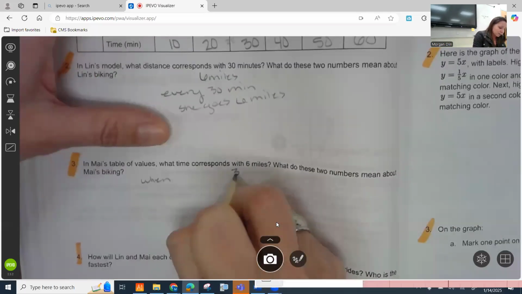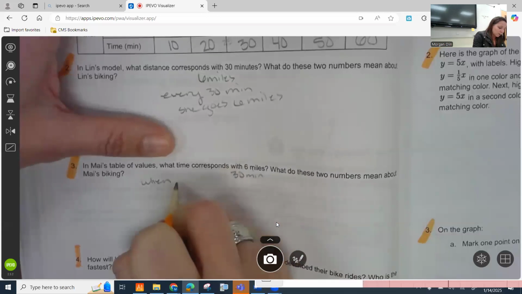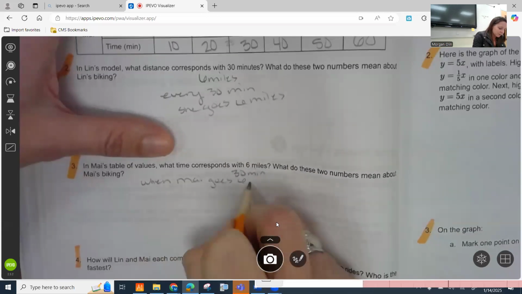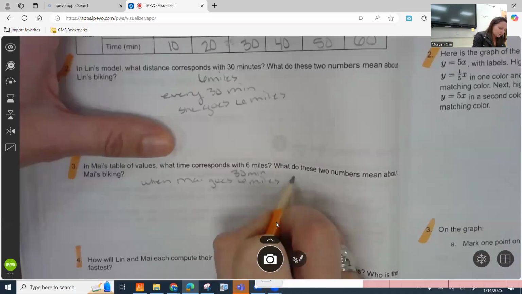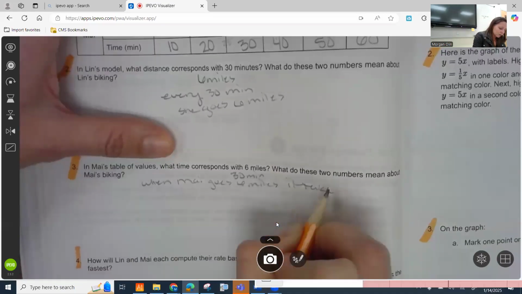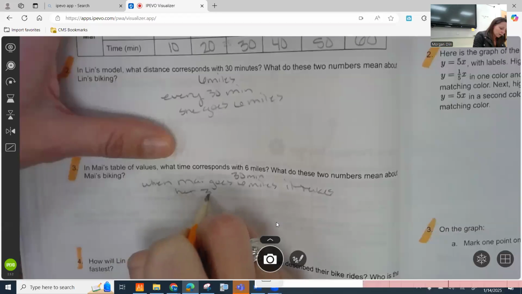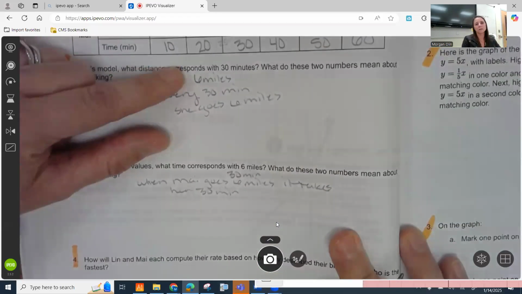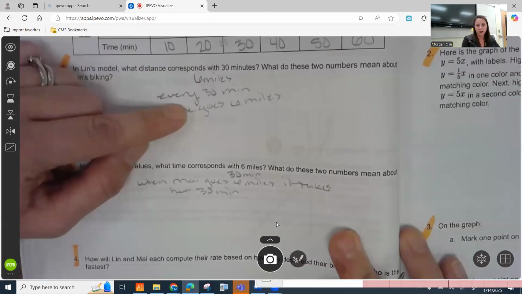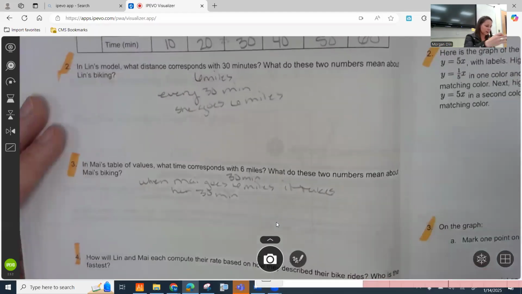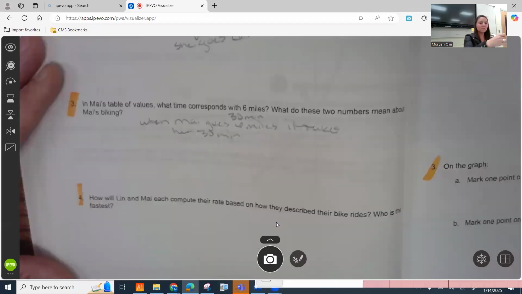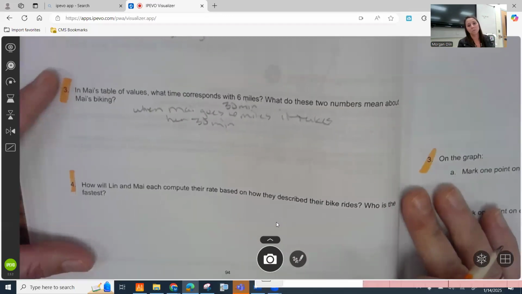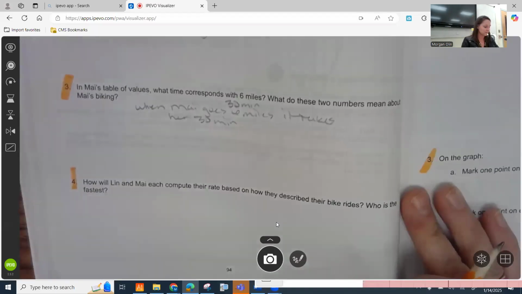That's going to be 30. So when May goes 6 miles, it takes her 30 minutes. Either way, they've both gone 6 miles in 30 minutes, correct? That's correct. So how will Lynn and May each compute their rate based on how they described their bike rides? Who is the fastest?